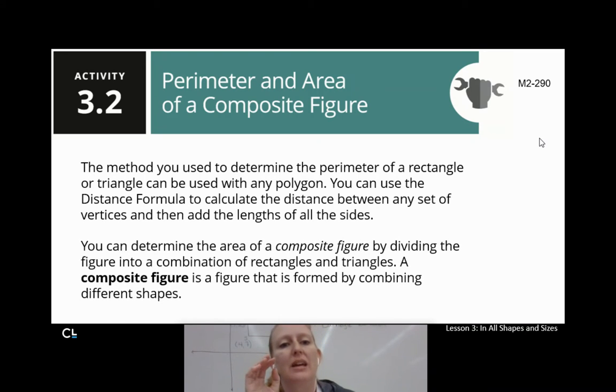So you can determine the area of any composite figure by dividing that figure into a combination of rectangles and triangles. So perimeter is one thing. Use distance formula, figure out what all the sides are, add them all up. Great. If you want the area, then chop your figure up into rectangles and triangles. You know how to find the area of rectangles and triangles, so chop them into rectangles and triangles. By the way, a composite figure is a figure that's formed by combining different shapes.